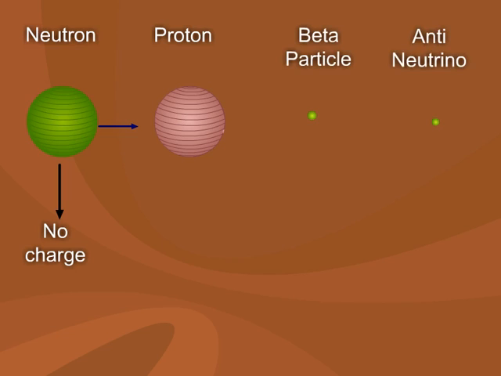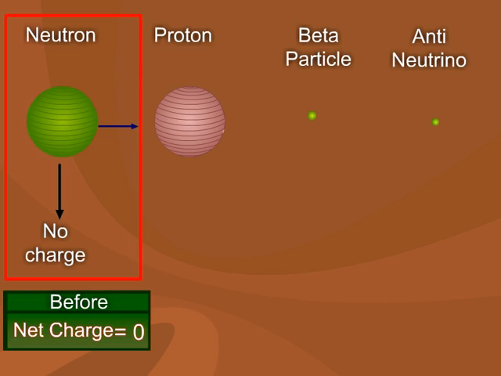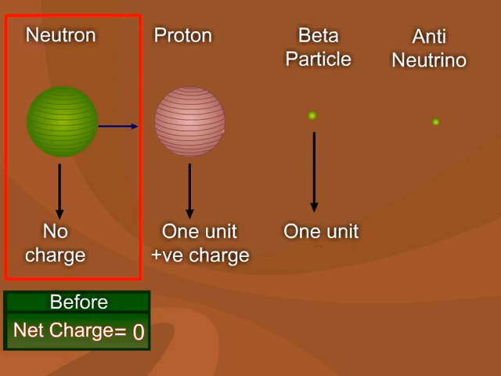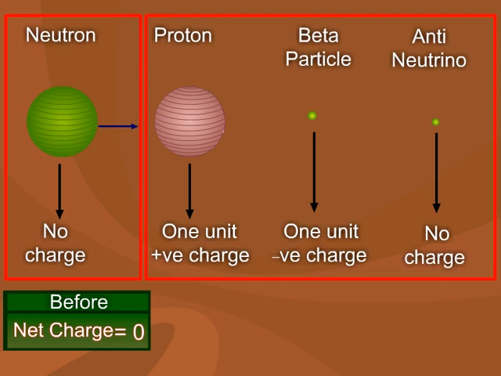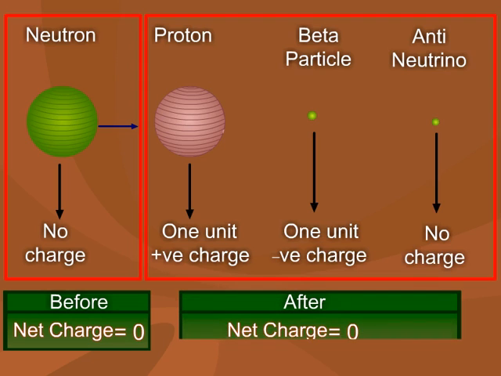Initially, the neutron was a single system and its net charge was 0. After it is broken, the proton acquires 1 unit positive charge, whereas the beta particle acquires 1 unit negative charge, and the antineutrino has no charge. In combination of all three as a system, net charge is again 0.